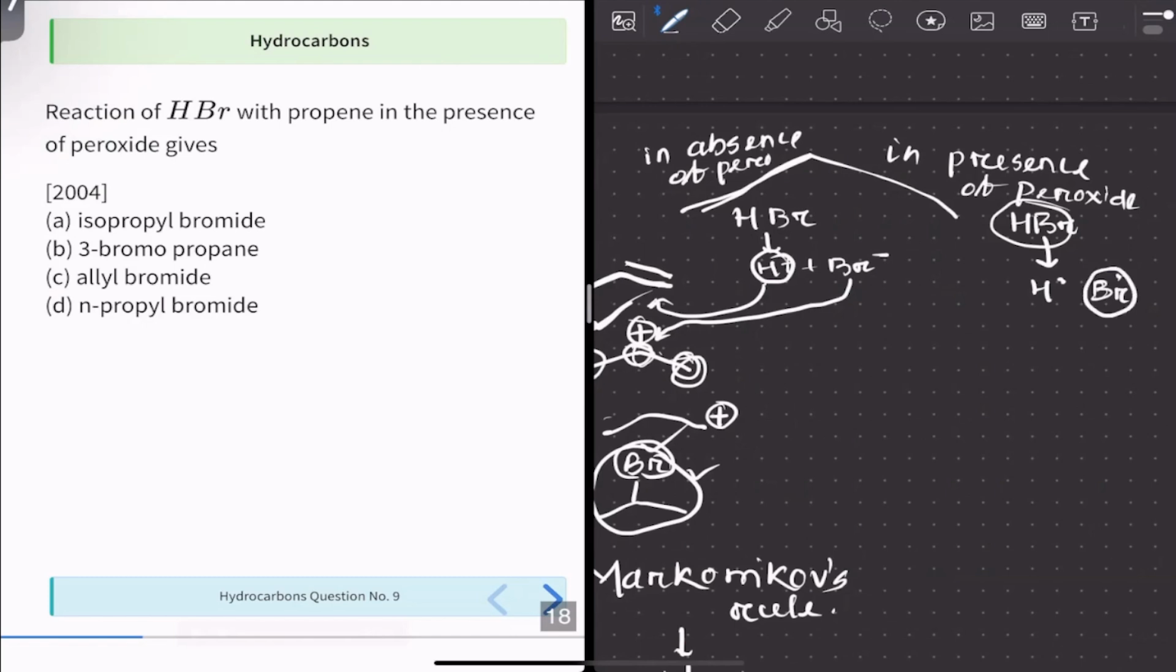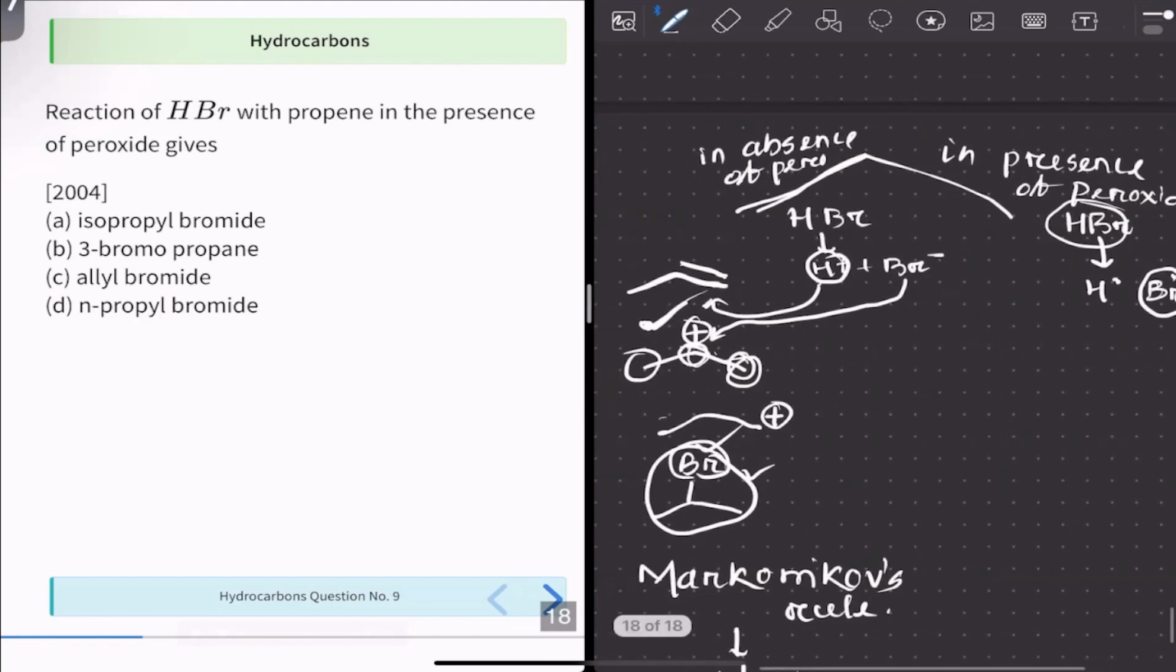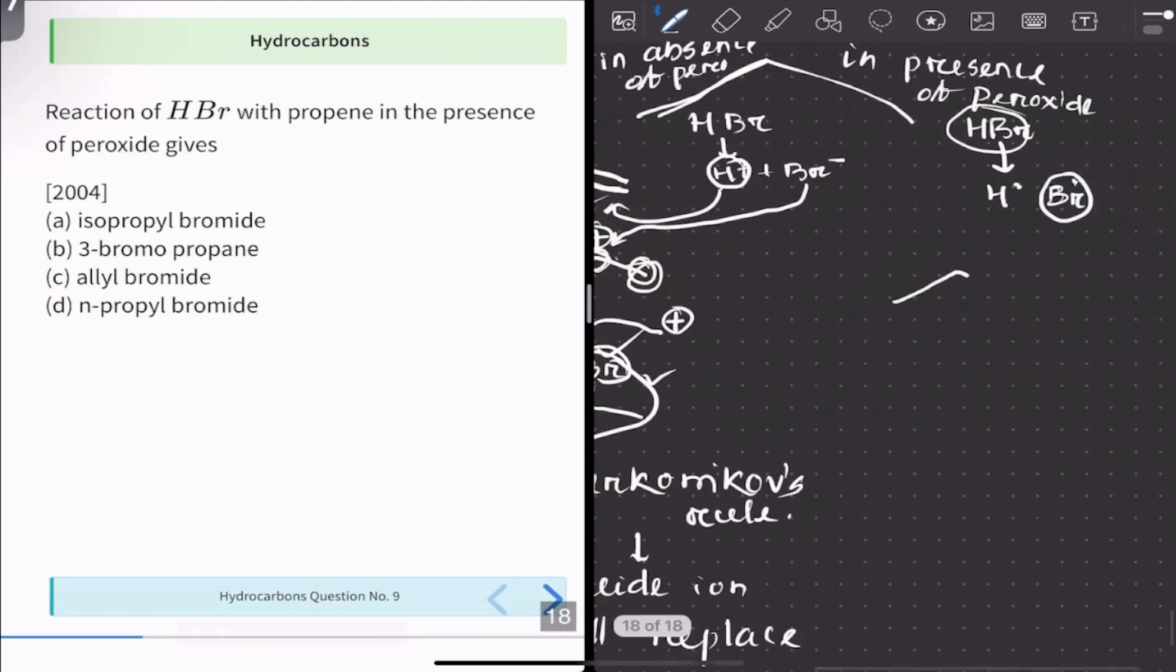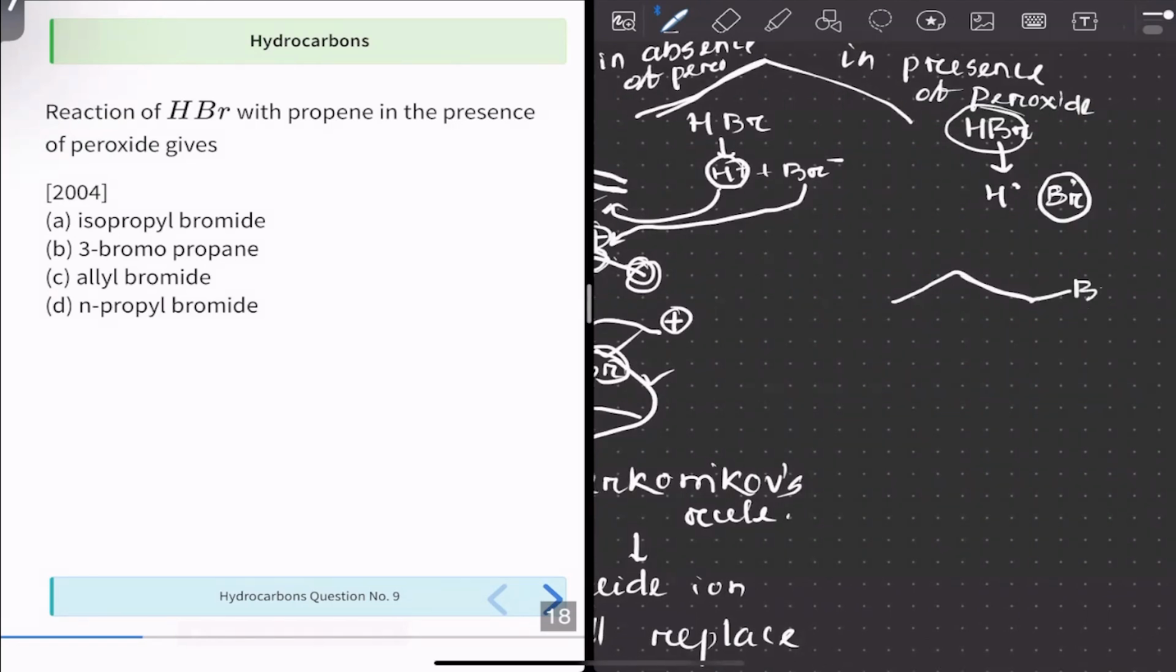And the bromine free radical will attack the alkene. So it has two possibilities. Either it will attach here and form a free radical here, or it can attach here and form a free radical here. But the major product will be the free radical which has more stability.